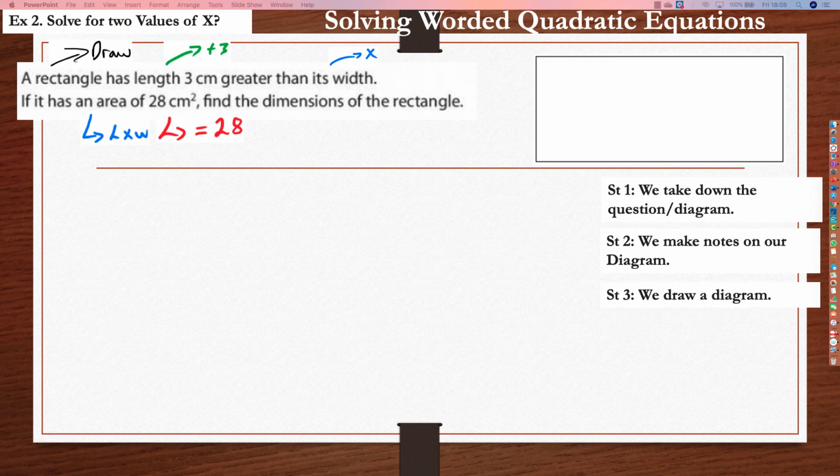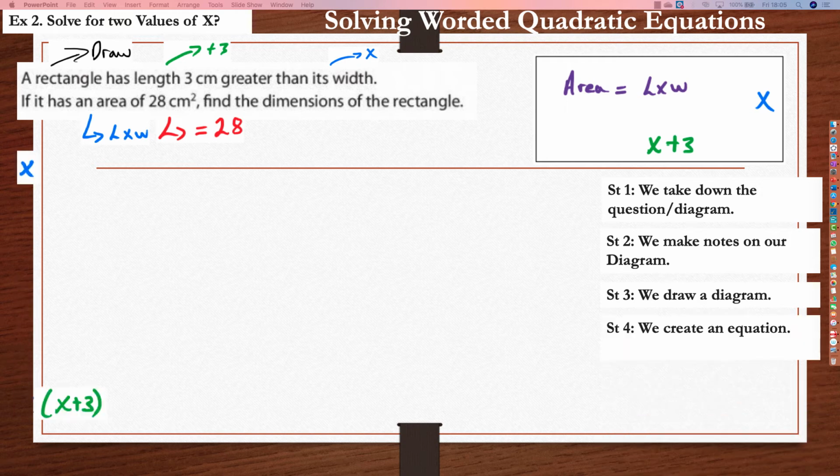So here is our rectangle. We've told our width is going to be x, and our length is going to be x plus 3. If we multiply the two, what am I going to get? x squared plus 3x is equal to 28. Right, off we go. Let's jump to the answer.